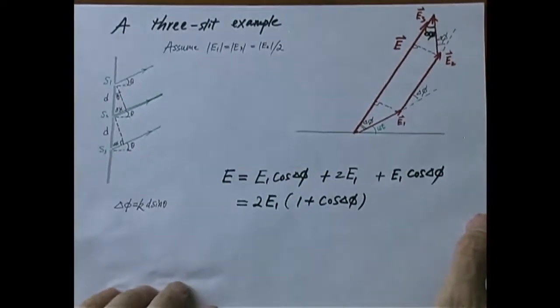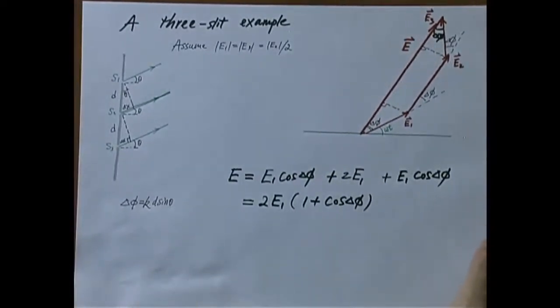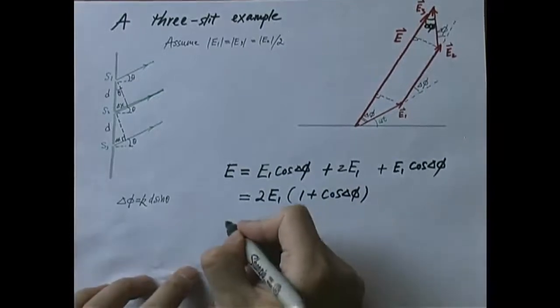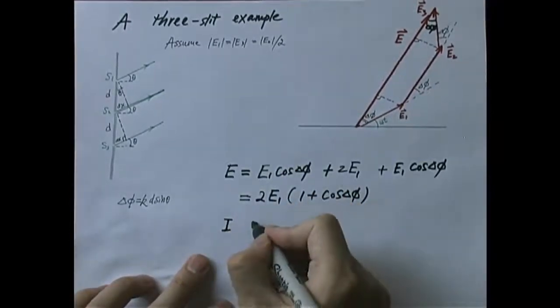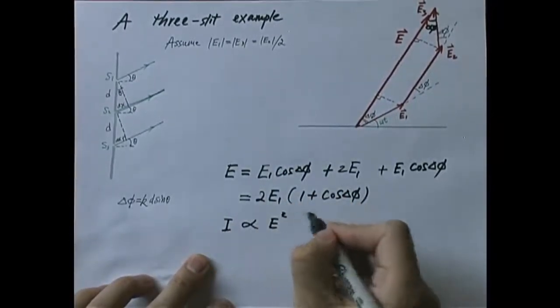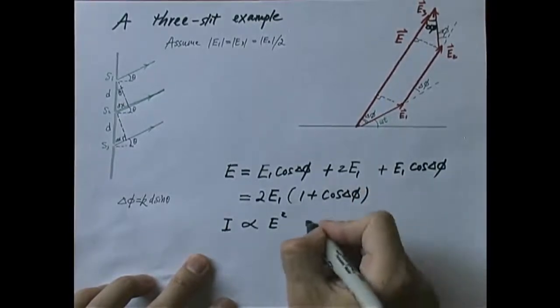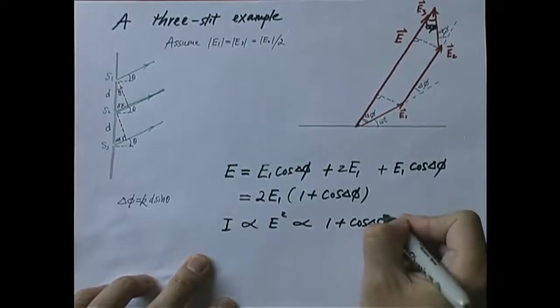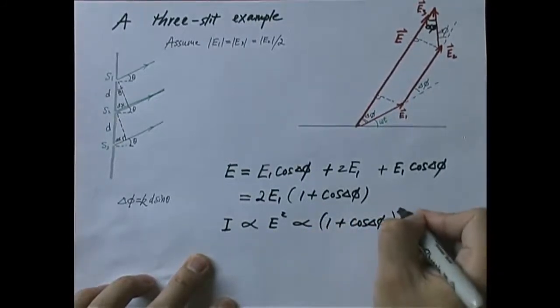Okay, this is the resultant electric field amplitude. Now, what about the intensity of the three-slit example? Because we can only see intensity. We do not see the electric field directly. The intensity goes like amplitude squared, E squared. So it's got to be proportional to (1 plus cosine delta phi) squared. Right? It's got to be proportional to that.